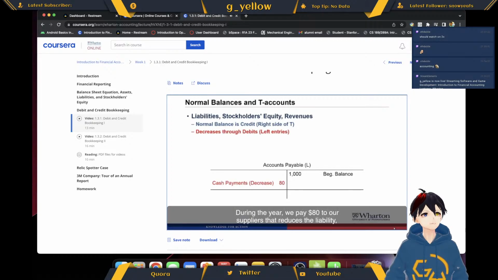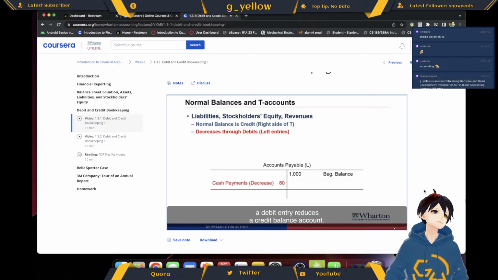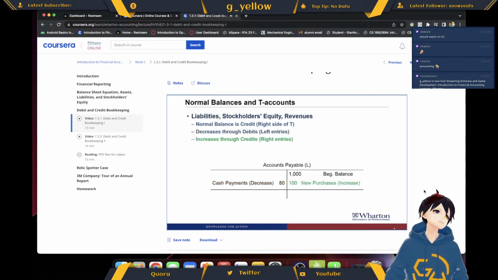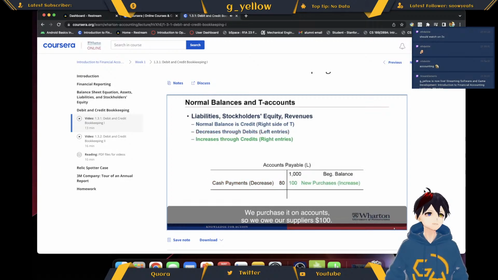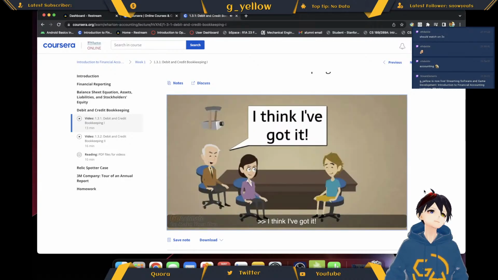During the year, we pay $80 to our suppliers. That reduces the liability, reduces the obligation. We reduce a liability with a debit. So a debit entry reduces a credit balance account. Also during the year, we go out and purchase new inventory. We purchase it on account, so we owe our suppliers $100. That's going to increase the liability accounts payable. We increase the liability with a credit entry, which increases a credit balance account. At the end of the period, we draw a line, add up the credits, subtract the sum of the debits. We get an ending balance of $1,020, which sits on the credit side or right side because it is a credit balance account.